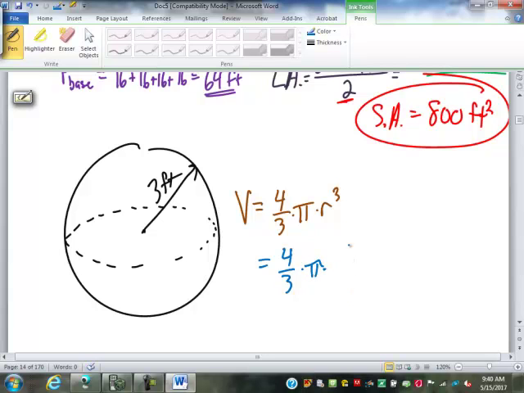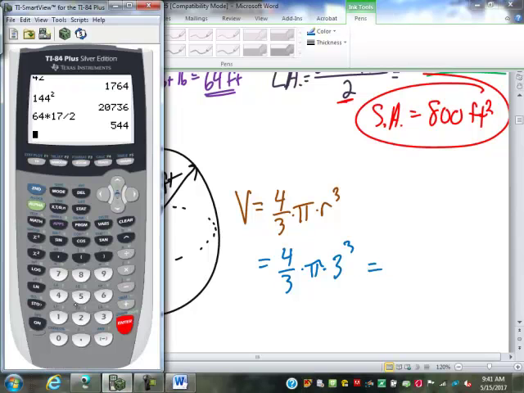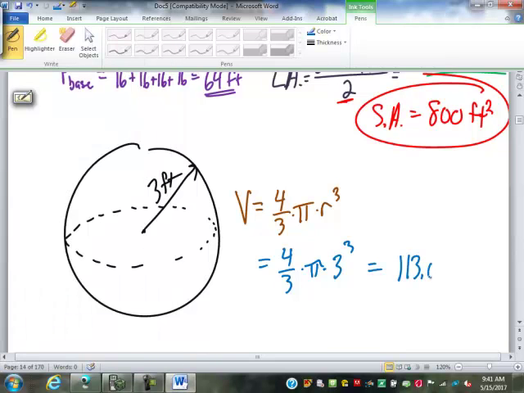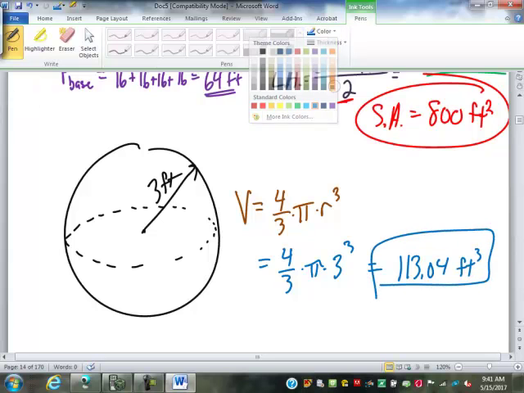So 4/3 times pi times 3 cubed. So I'm punching out 4 divided by 3 times 3.14 times 3 to the power of 3. 113.04, that's going to be feet cubed because that's a volume. Any questions on that part? All right. That's when you just have to have the formula and you have to plug in the number and crank it out.